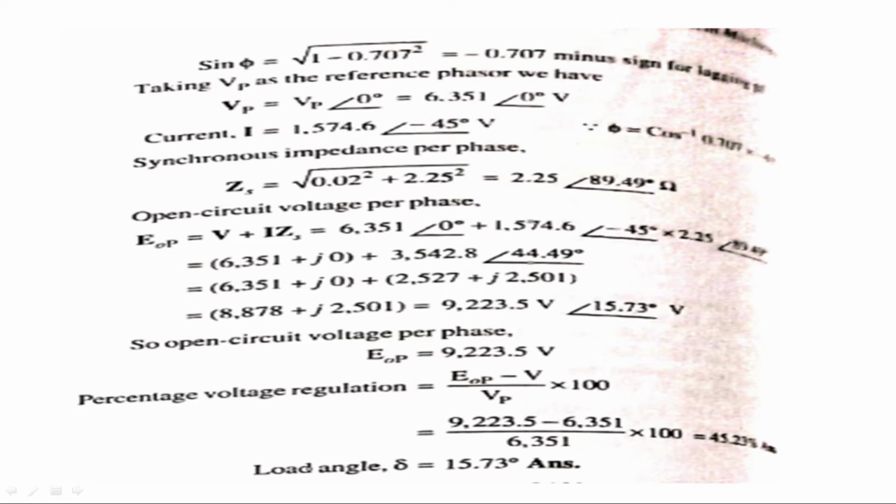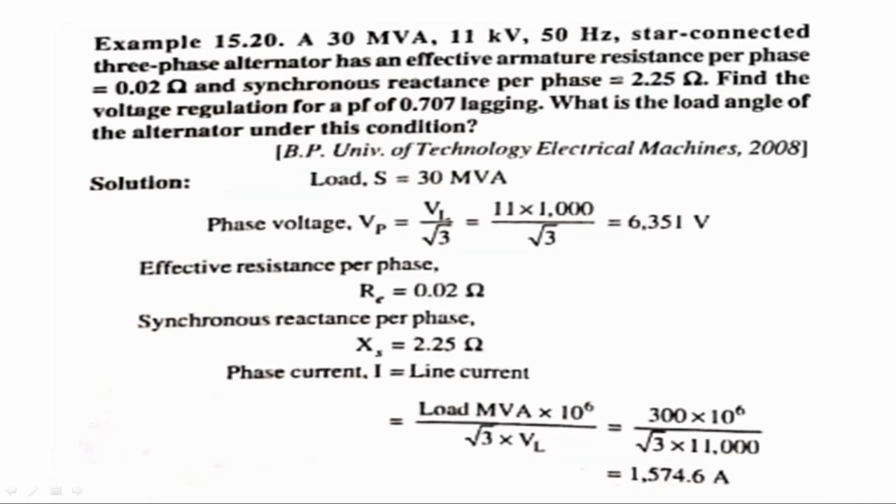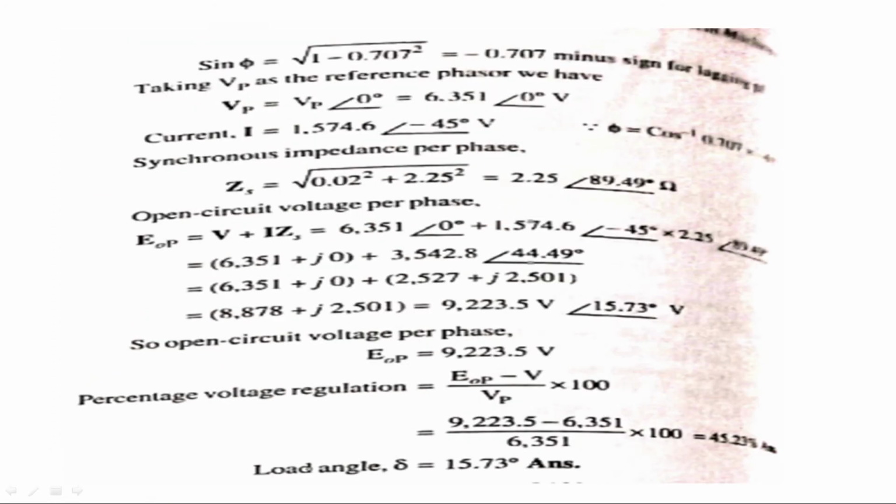Synchronous impedance per phase Zs is equal to root of 0.02 square plus 2.25 square, that is Ra square plus Xs square. It is given in the question that armature resistance per phase is 0.02 ohms and synchronous reactance per phase is 2.25 ohms. So 0.02 square plus 2.25 square gives us the value of Zs. I am writing it here in polar form.